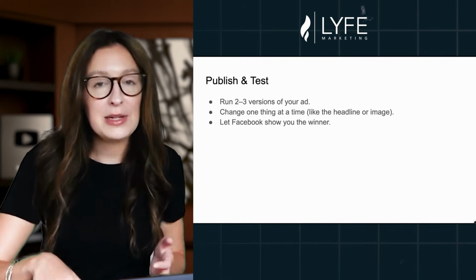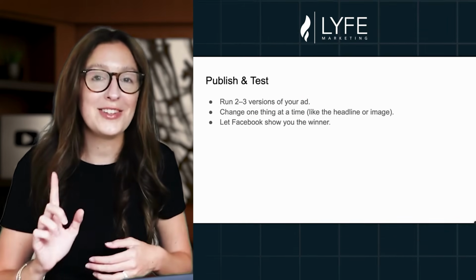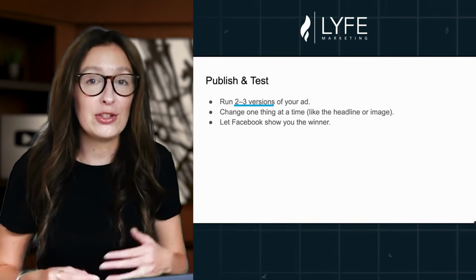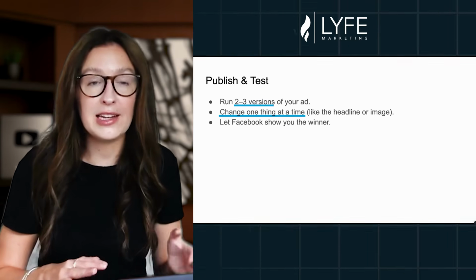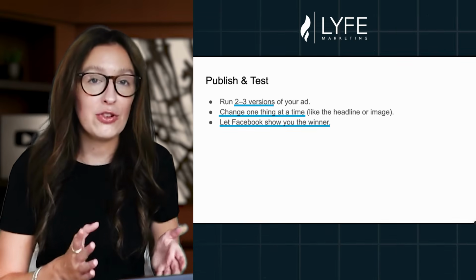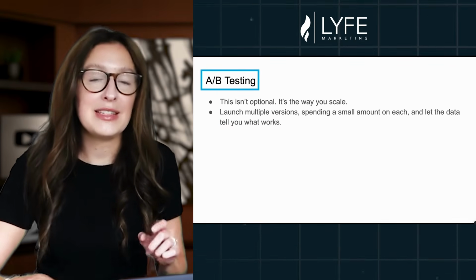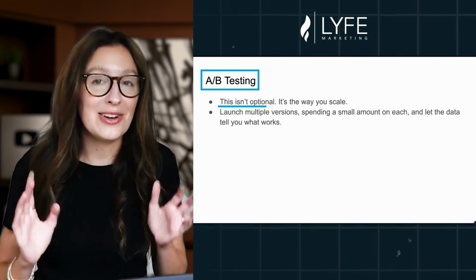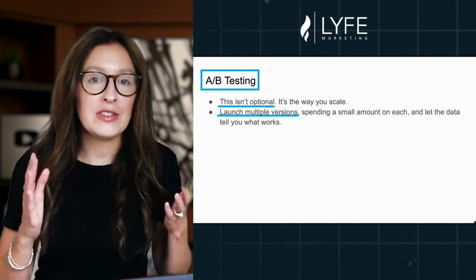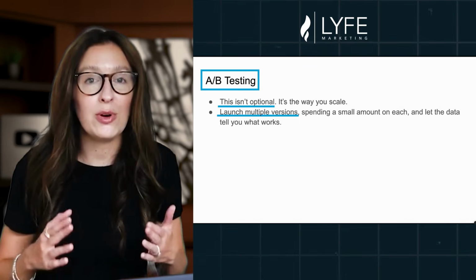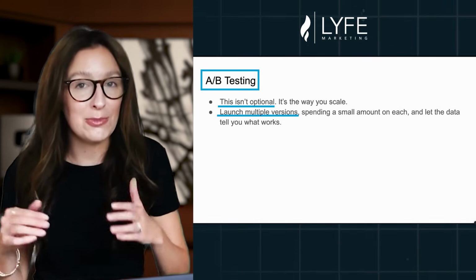And then the last step here is to publish and test, but here's the key. Run at least 2 to 3 versions of your ad. And when you do that, change one thing at a time, like the headline or the image, and let Facebook show you the winner. This is what's called your basic A/B split testing, and it is not optional, not if you want to scale. So launch with multiple versions, spend small, and let the data tell you what works, aka what to invest more into.